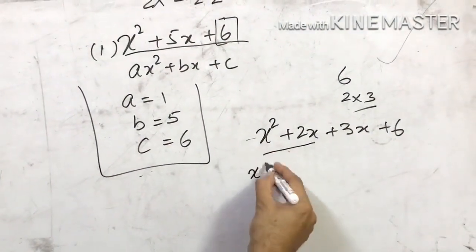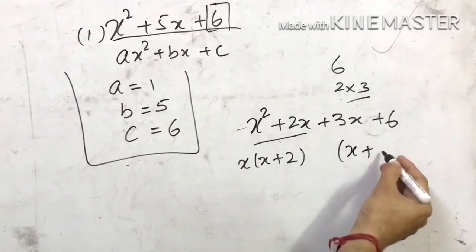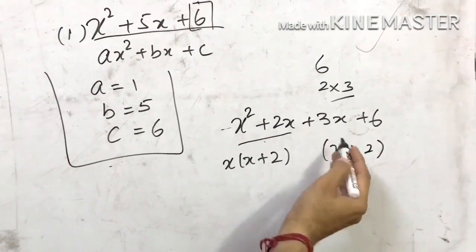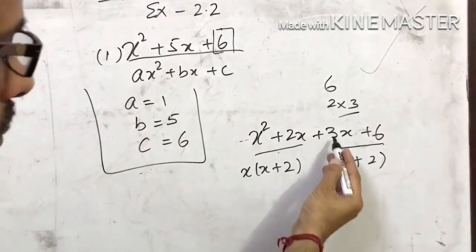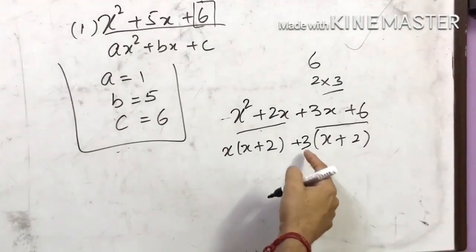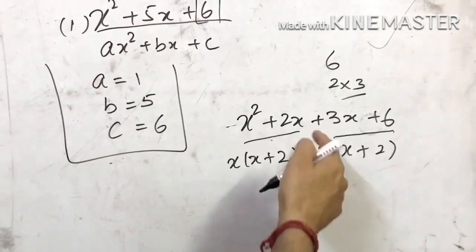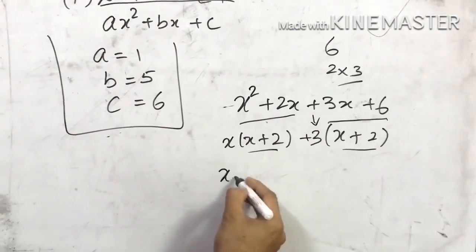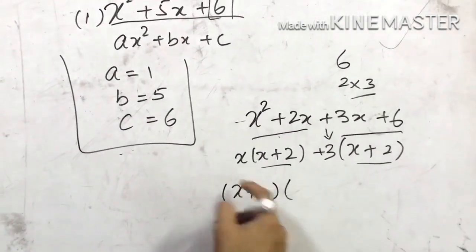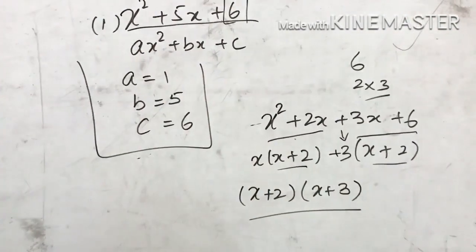Now from these two you take x common. Leave some space here and write down x plus 2 again. Now compare this with the rest of the two terms. Then see there it is 3. So you can write down plus 3. When you multiply this you will get 3x. When you multiply 3 with 2 you will get 6. That means this is absolutely correct. So now from these two you can take x plus 2 common. So this will be like this. So these are the factors of this equation.